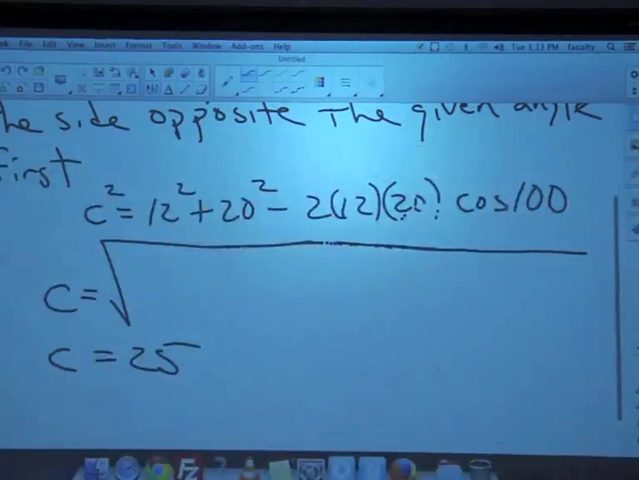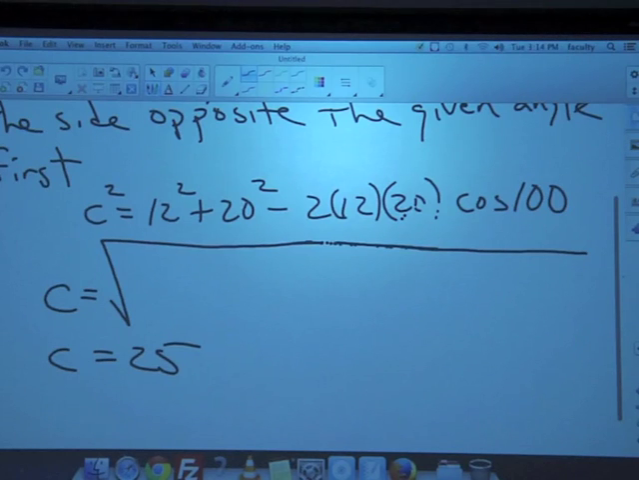What are you doing? Change the number? I went 2 times 20 times 20 instead of 2 times 12 times 20. Okay, that would do it. All right. So again, this one, we can put all of that in the toy directly. So we get side C is 25.